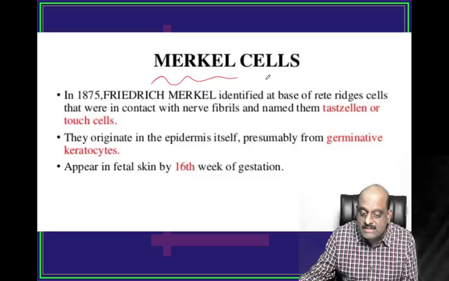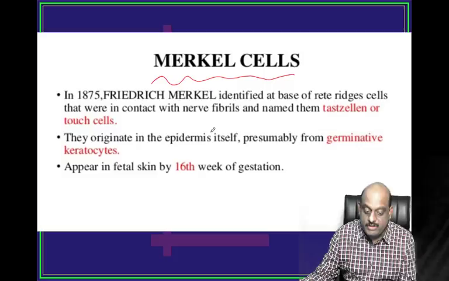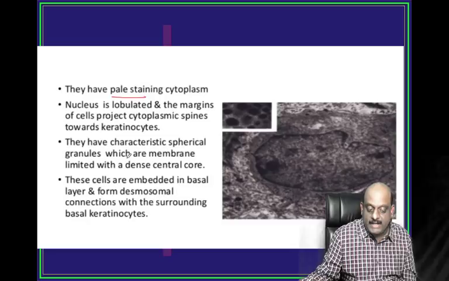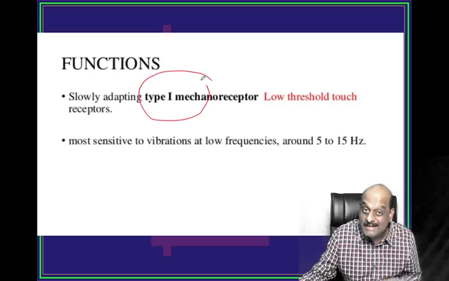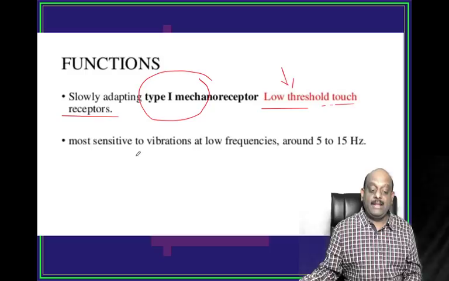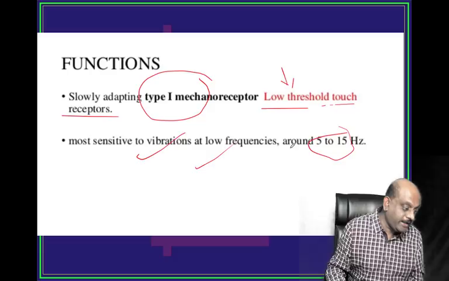Typically they originate in the epidermis. Merkel cells have pale staining cytoplasm and spherical granules. Then what is the main function of Merkel cells? Merkel cells are the type 1 mechanoreceptor. They have low threshold touch receptors and they are very sensitive to vibration at low frequencies, 5 to 15 hertz is what you need to remember.